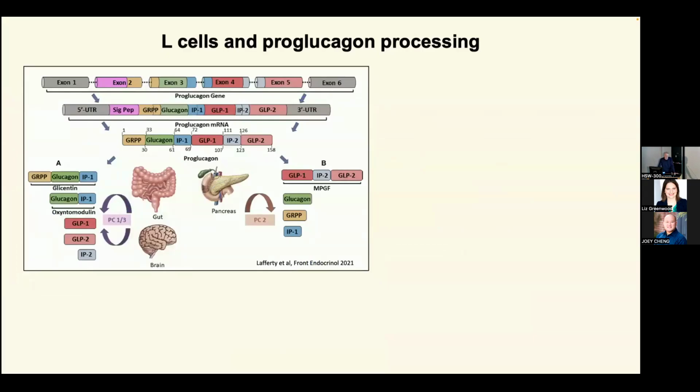So GLP-2 comes from the processing of a proglucagon gene that most people are aware of as made in alpha cells of the pancreas, processed by proconvertase 2, and then important in making glucagon, which is important in protecting us from hypoglycemia. Some people may not know that proglucagon is very highly expressed in the L cells in the gut and in neurons, where it's processed by a different protease, proconvertase 1 and 3, and that generates GLP-1 and GLP-2.